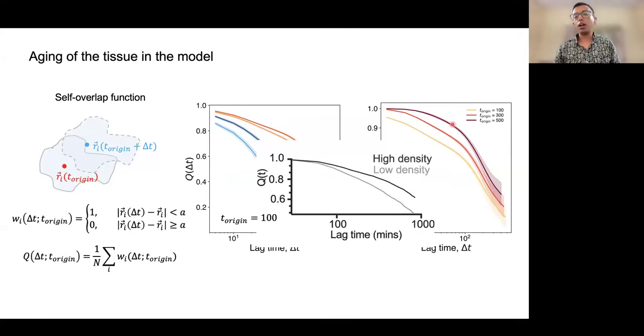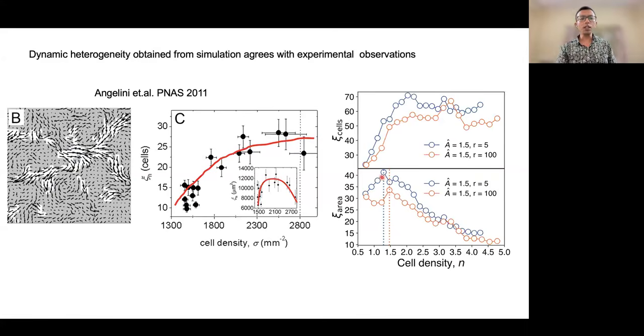Okay, but the thing is that in the experiment also we see the same thing. You wait longer, the overlap function actually becomes flatter. So let's come back to the last thing, which is the dynamical heterogeneity. And what Angelini showed is that the size of the dynamical heterogeneity has this really interesting behavior in which, as a function of density, if you measure the size in terms of number of cells, it kind of increases and then flattens. But if you measure in terms of the area, it increases and then decreases.